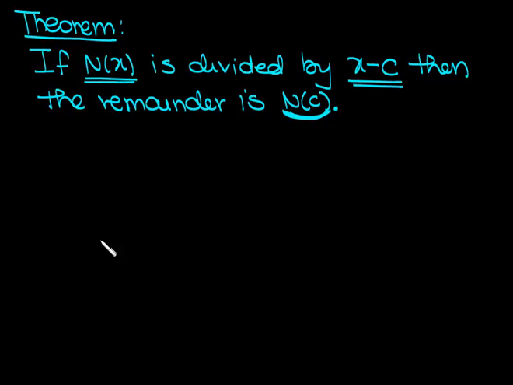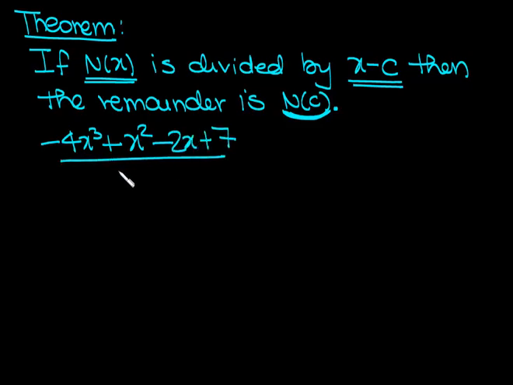So let's test that just to see if that works. Okay, so let's say that they tell us that we have minus 4x cubed plus x squared minus 2x plus 7 is divided by x plus 2. And they've asked us, here's a question, find the remainder.